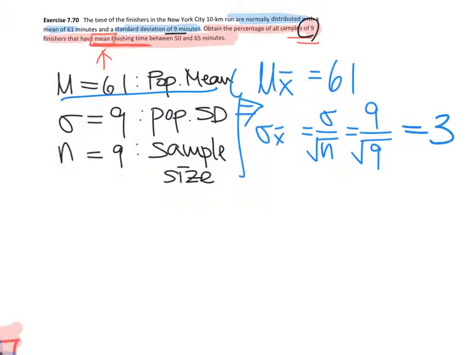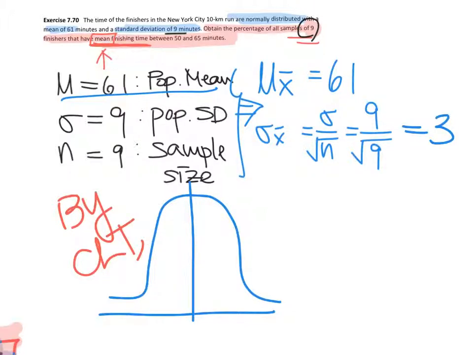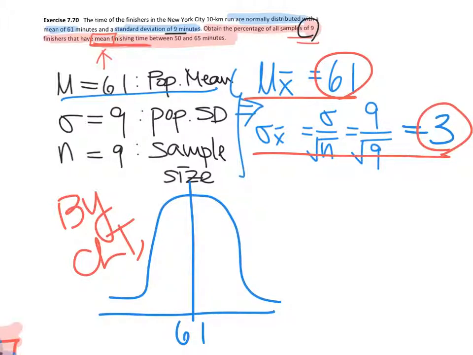So now we can make the normal distribution, bell-shaped, by the central limit theorem, CLT. How much was the mean? 61. And how much was the standard deviation? The 3. For the sample mean. So let me make the note here.